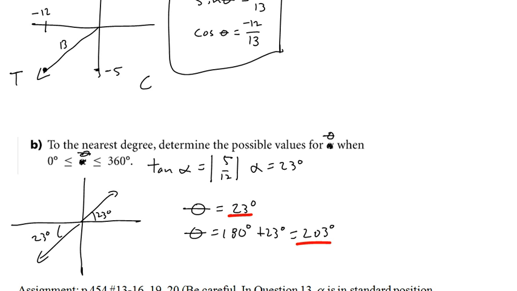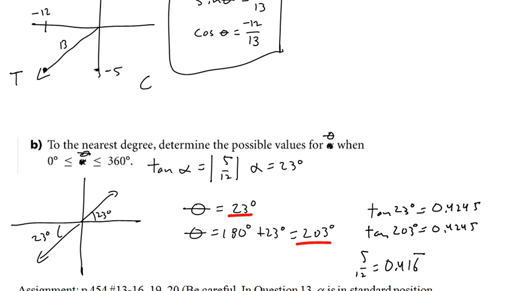And if I fire this into the calculator, we get tan of 23 degrees equals 0.4245. And tan of 203 degrees equals the same thing, 0.4245. And we can compare that with 5 over 12 punched into the calculator, which is 0.416 repeating. So obviously we've got some pretty significant rounding errors, but within those rounding errors, that's definitely close enough.